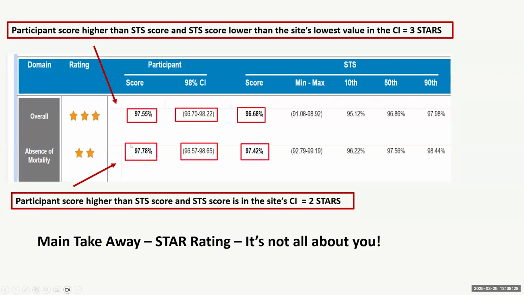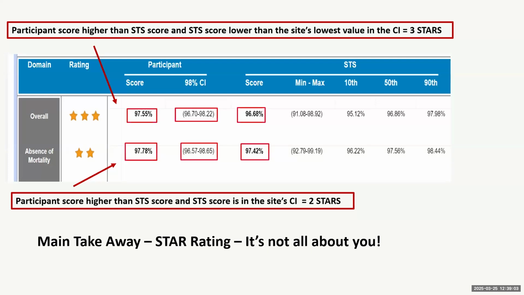On the other hand, the second example right underneath this, your score is 97.7. The STS score is 97.42. So you're better. However, when you look at your credible intervals, the STS score is in your credible interval. So that means you're going to get 2 stars. It's just kind of a little way to look at it and understand it a little bit better.